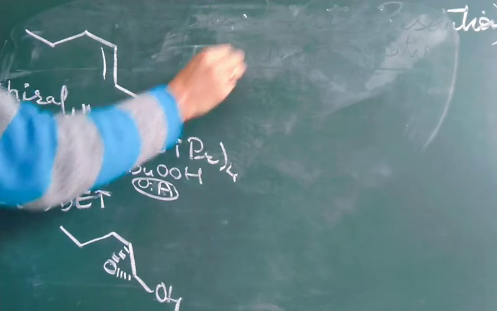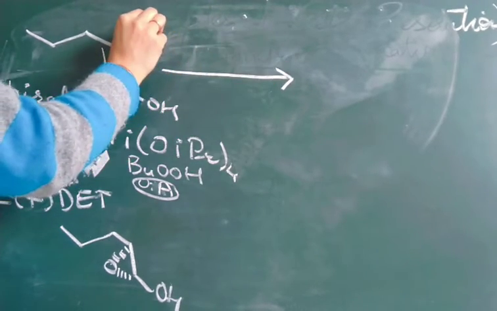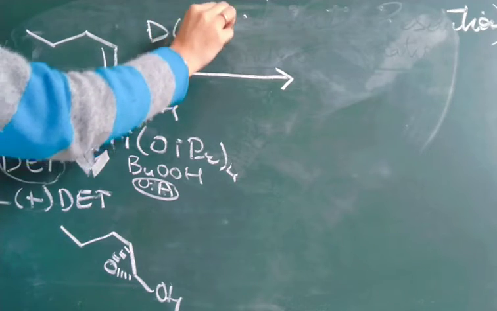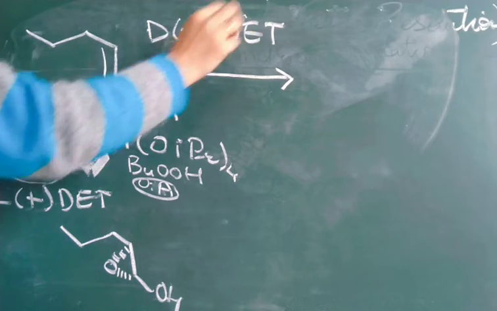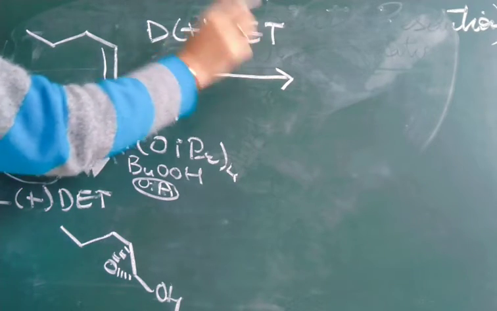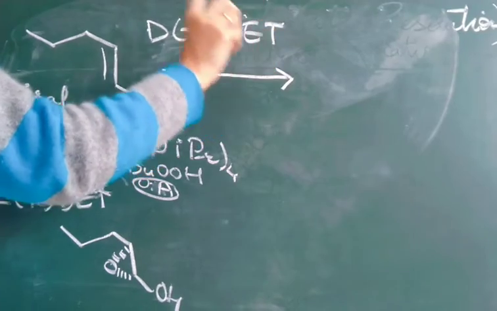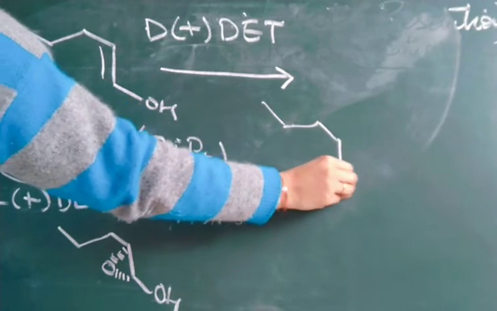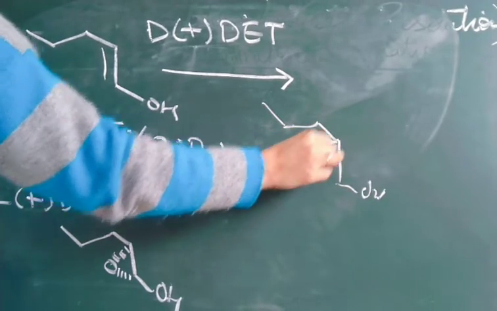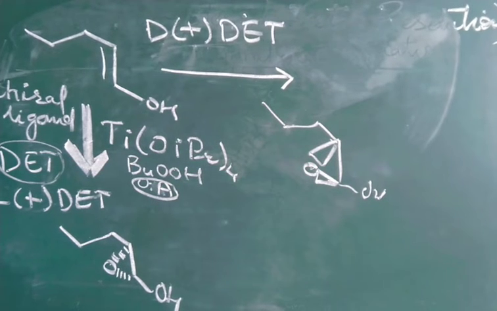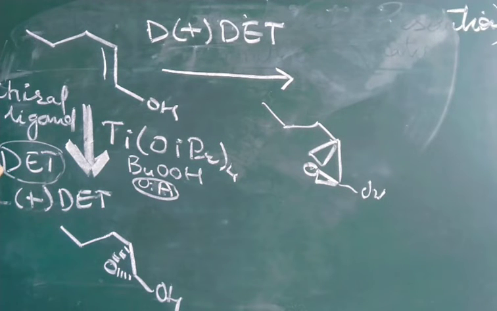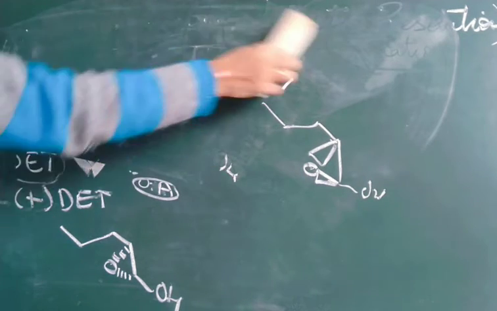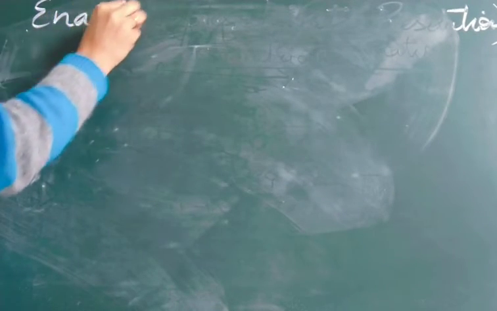Okay, what if I am using dextrorotatory DET? Dextrorotatory diethyl tartrate. Then the oxygen will get delivered on the top face. That means the oxygen will be above the plane. So here we'll be having the product, oxygen and oxygen. So this is the difference between the usage of the chiral ligand as dextrorotatory and levorotatory. So in this way I am explaining the enantioselectivity.